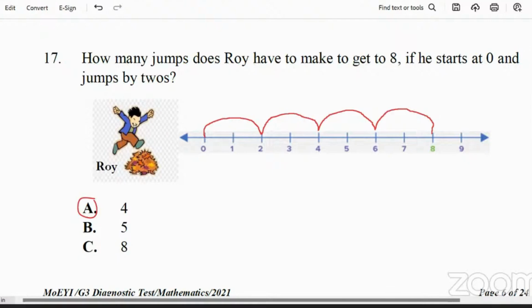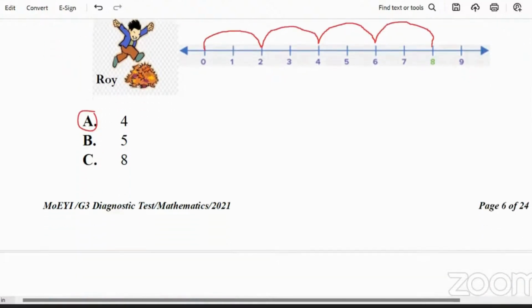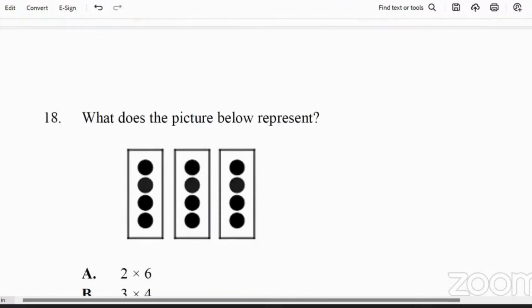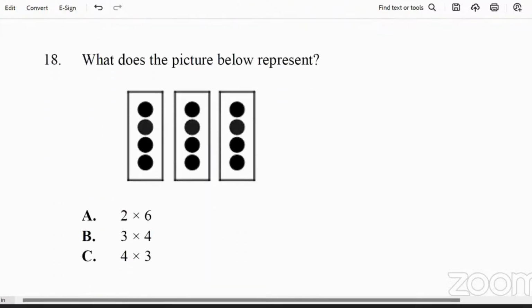Okay, so we have to be careful that we look at the information carefully to see what was said. Question 18. What does the picture below represent? All right, so I see some rectangles here, and in each rectangle we have 4 circles. So there are 3 rectangles, and in each rectangle we have 4 circles. All right, so what does the picture below represent?